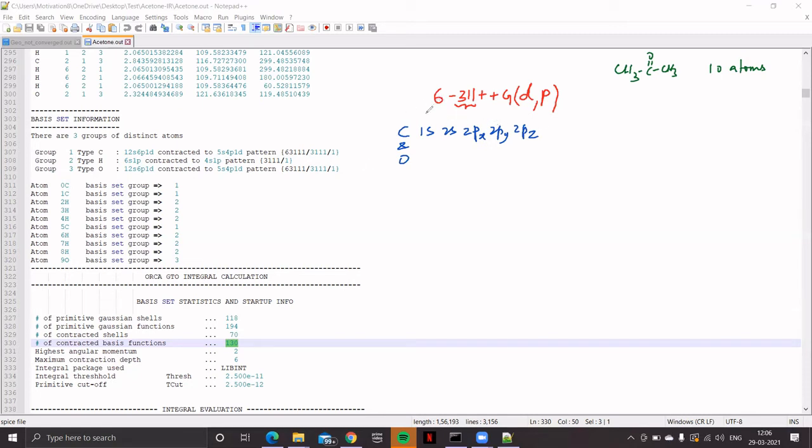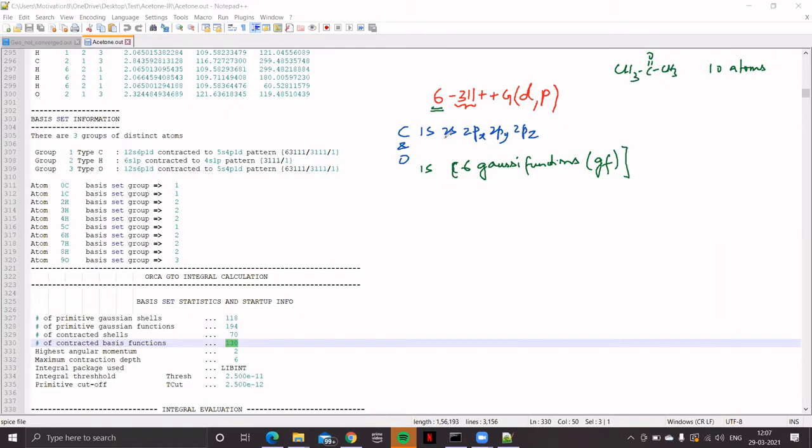Now, for the core shell, that is for 1s, it is made up of... sorry, 1s is made up of 6 Gaussian functions. That's the 6 there. So this is for the core shell orbital. So 1s is made up of 6 Gaussian functions. Let me write this as GF, Gaussian functions. From now onward, I'll use this for writing Gaussian functions here.